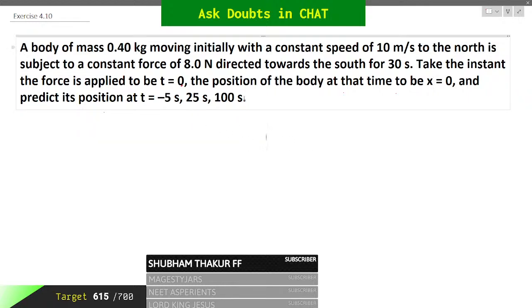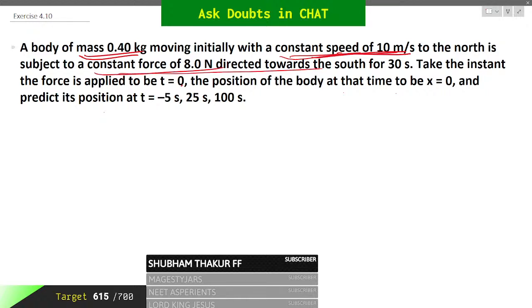So from the start of the body, the negative retarding force is acting, and we have been given the mass of the body and its initial speed, that is 10 meters per second, and the constant force of 8 Newton directed southward. The body is moving initially in the north direction, and the force of 8 Newton is directed towards south. So we can easily calculate the acceleration, because we have been given the mass of the body, and its acceleration is going to be negative, and it only acts for 30 seconds.